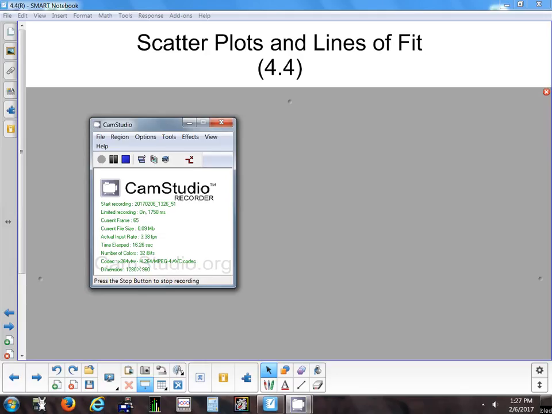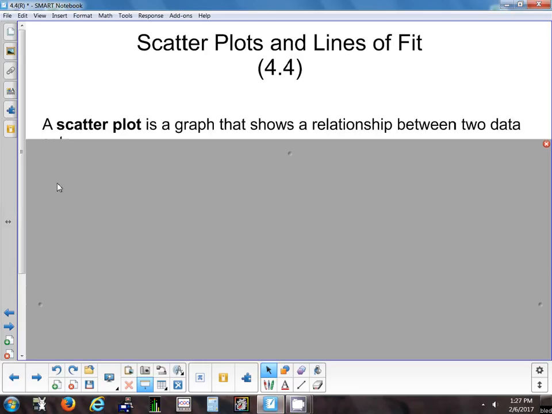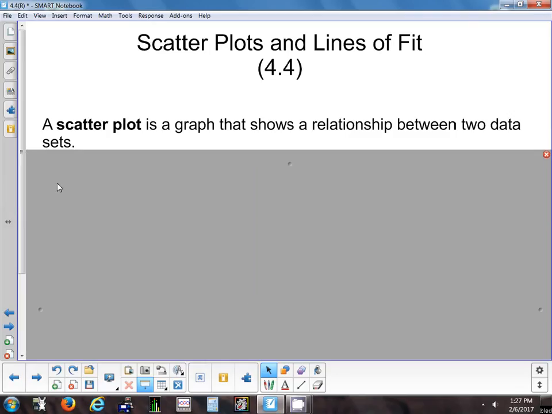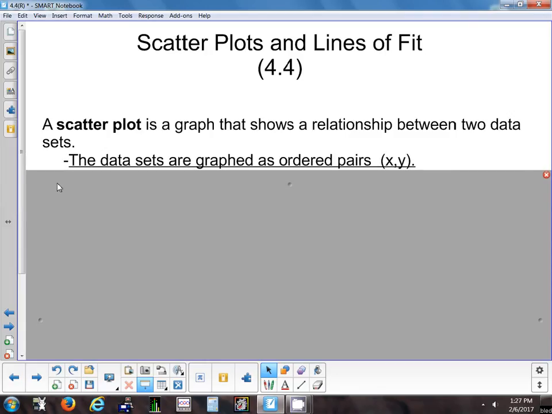Okay, so at the top of your notes, you have a blank that says a blank is a graph that shows a relationship between two data sets. You want to fill in scatter plot. So in that first blank at the top of your notes, fill in scatter plot. Mr. Roy and I put that in bold right there. Two dashes right below where it says scatter plot.